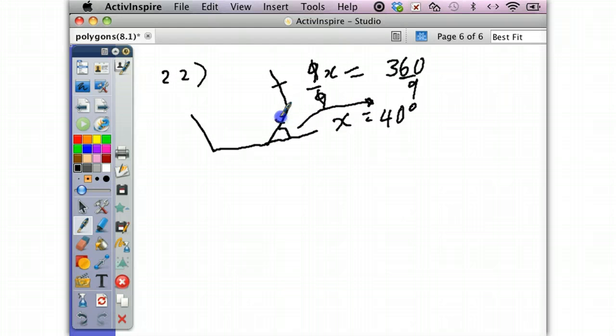So real quick, who can tell me what the interior angle would be if the exterior angle is 40 degrees? That's easy. Right? 140, because these have to add up to 180. This one plus this one, they would be supplementary.